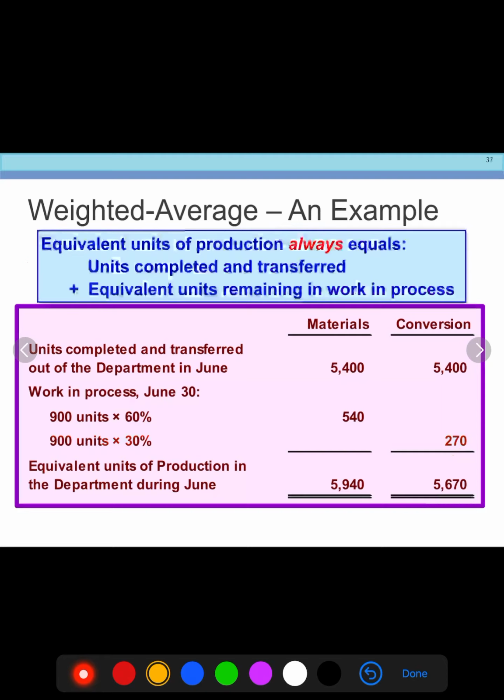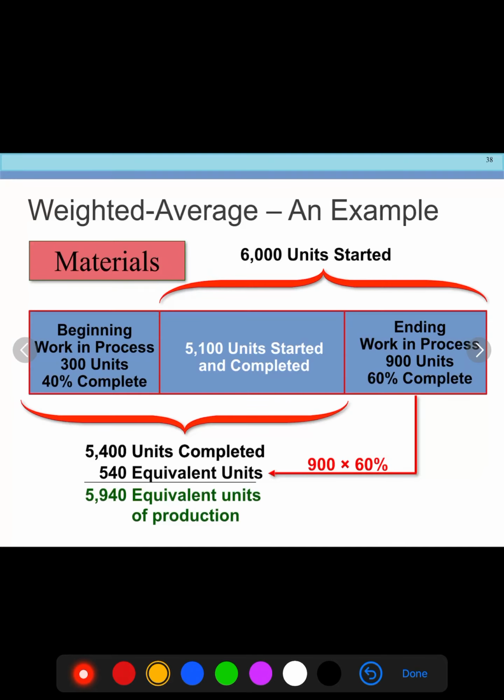Please take note, equivalent units of production always equals units completed and transferred plus equivalent units remaining in work in process. So, kailangan ang kukomputan mo ng EUP mo ay yung tapos at yung in process ending.